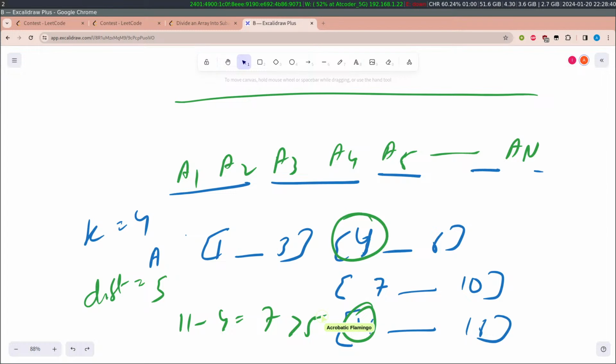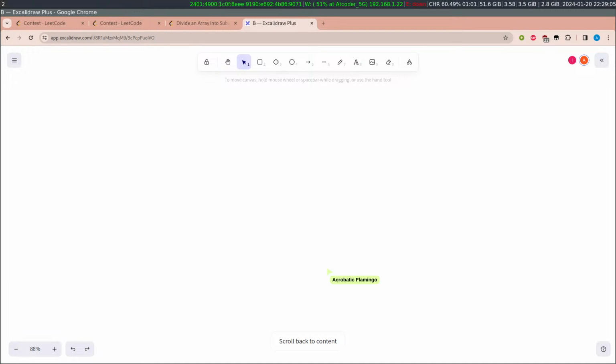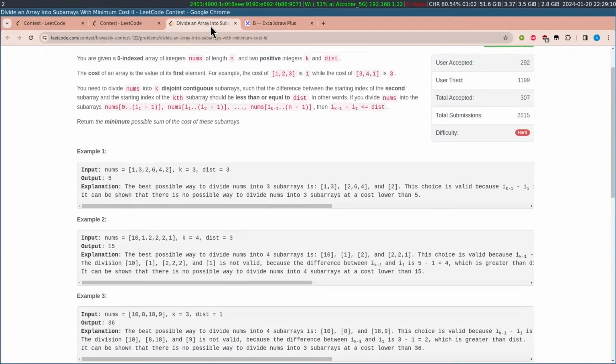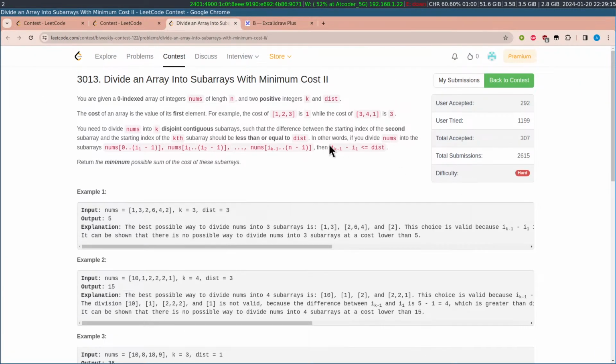Had the distance been 8, then 11 minus 4 is 7, which is less than 8. So this would have been a valid way. And similar to the greedy idea for taking the second minimum and the last minimum, here we can maintain some sliding window. We always take the first element, and the difference should be less than or equal to distance.